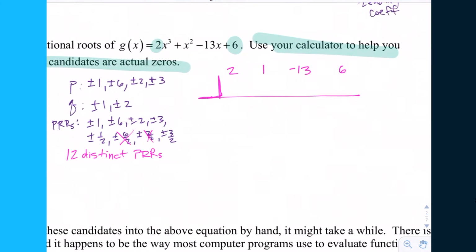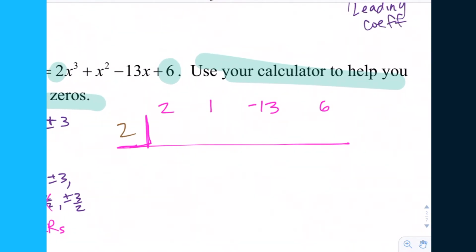Okay, so of the 12 possible rational solutions, pick one. Any one from the list. You got 12 from which to choose. 2. Okay. Was that just arbitrary? Okay. Let's try it. I'll put a 2 right there.